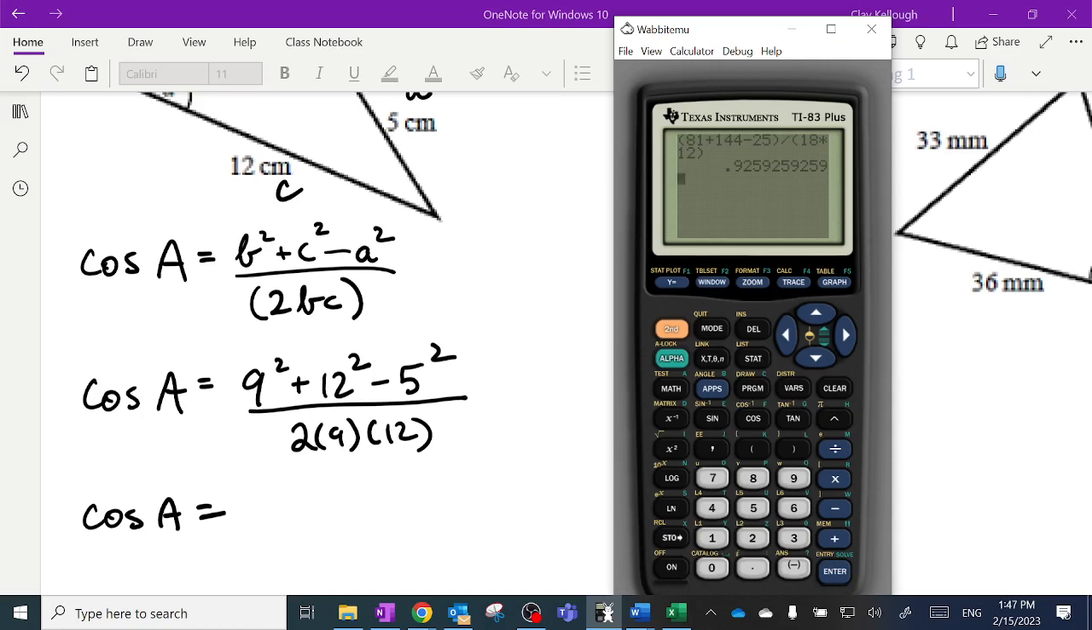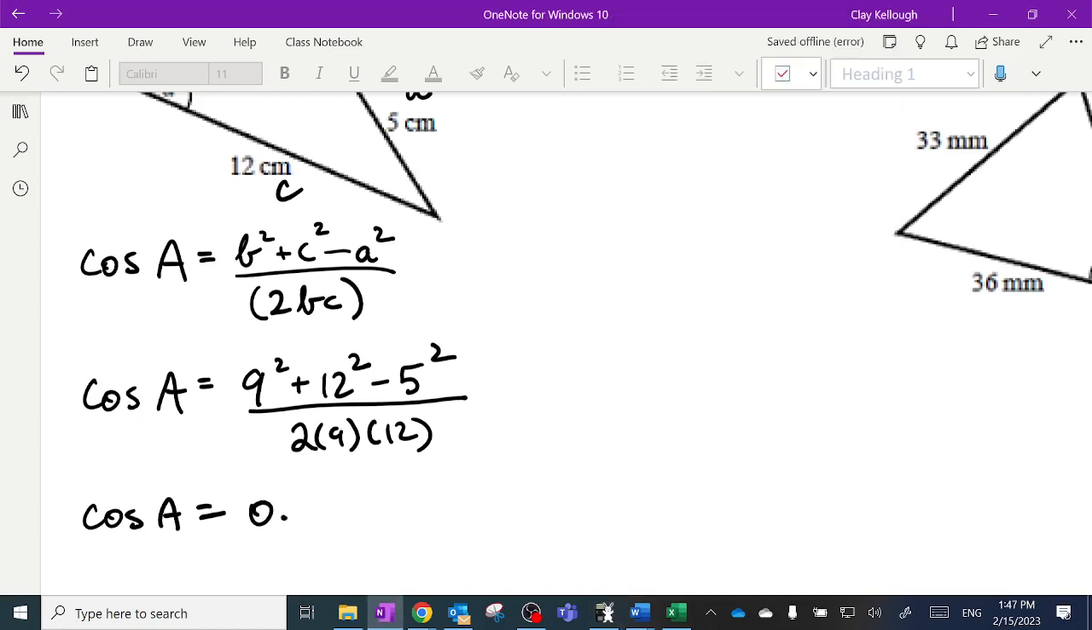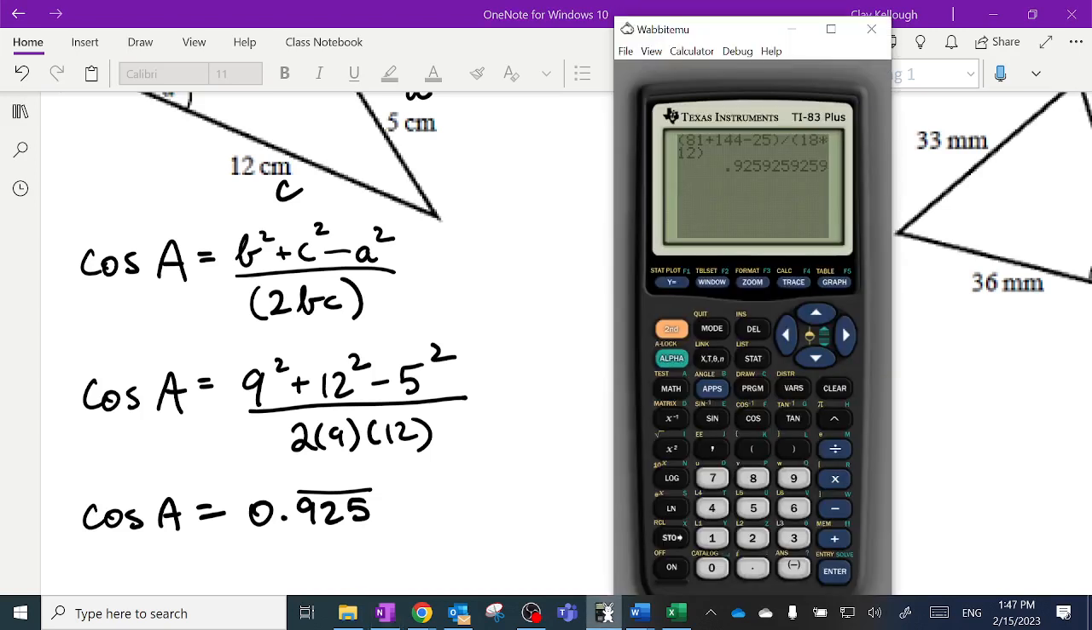0.925, 925, 925. Oh, look at that. It's 0.925 repeating. Isn't that what you get? Okay, let's try it again. You know what? This time I won't do any mental math shortcuts. I'll try it again. Watch me.